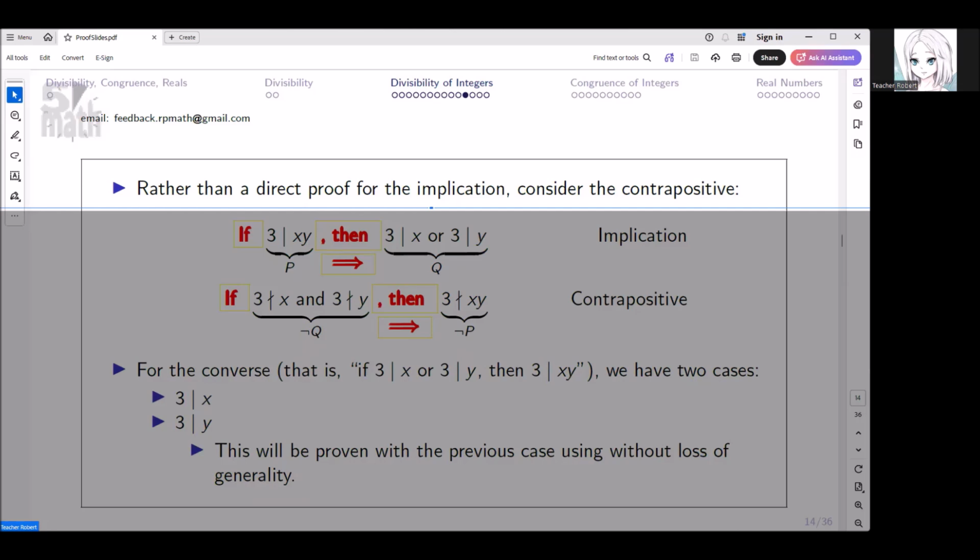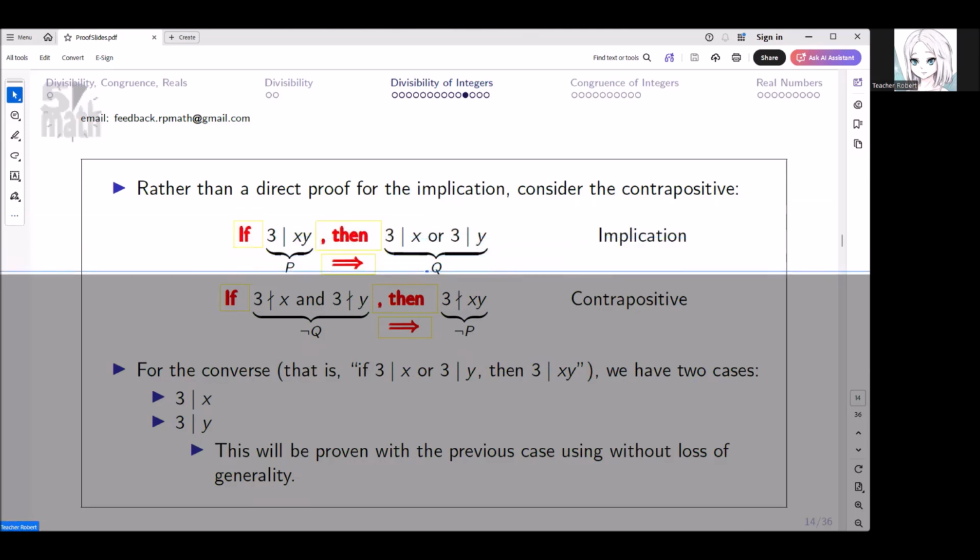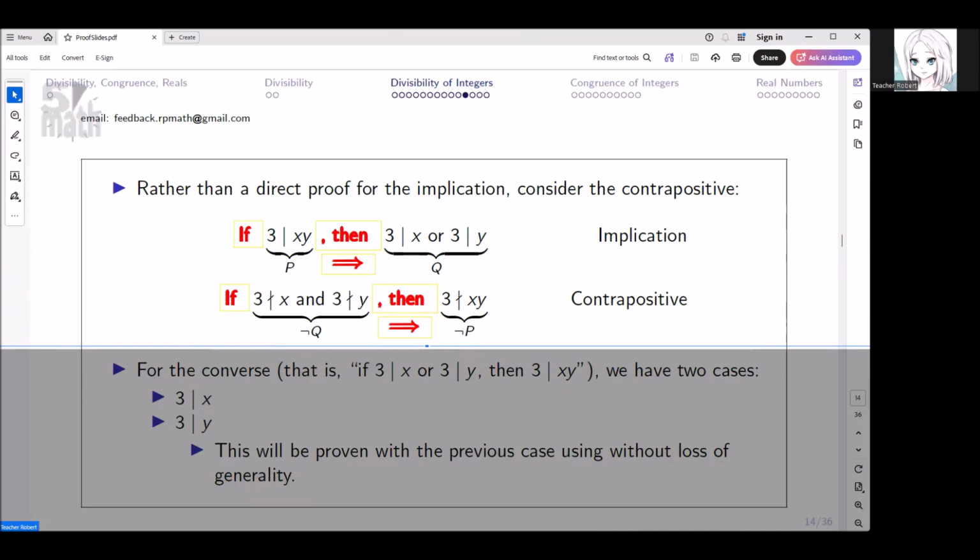Rather than a direct proof for the implication, consider the contrapositive. Implication: if 3 divides xy, then 3 divides x or 3 divides y. If p, then q. Contrapositive: if 3 does not divide x and 3 does not divide y, then 3 does not divide xy. If not q, then not p.